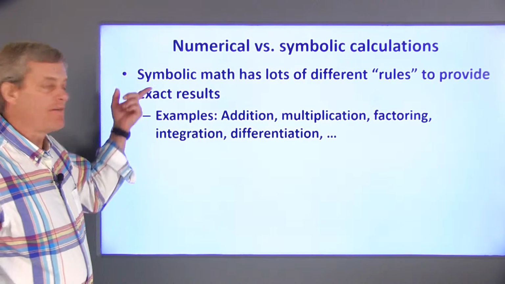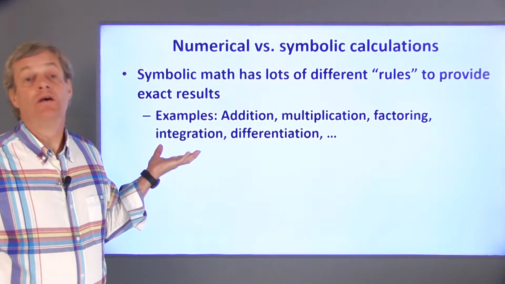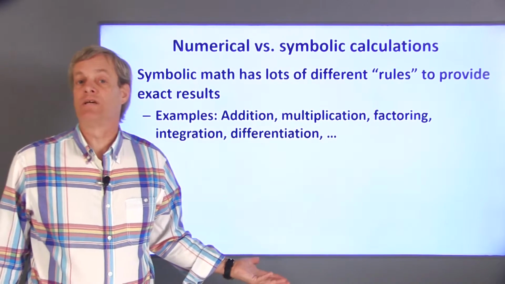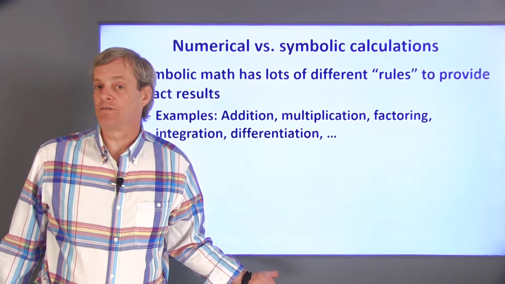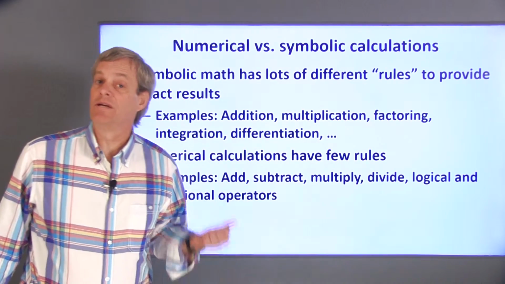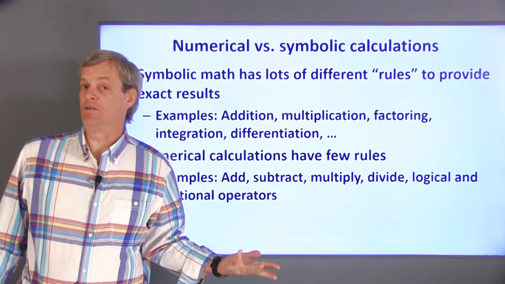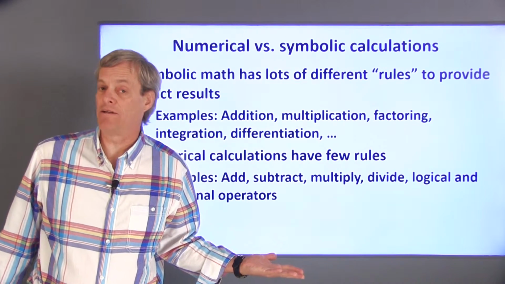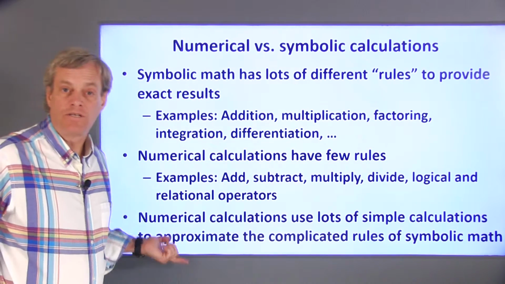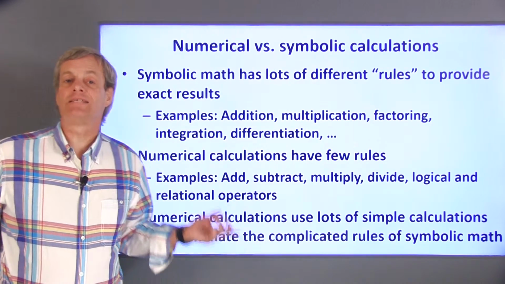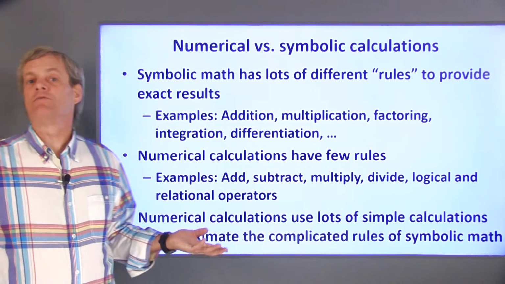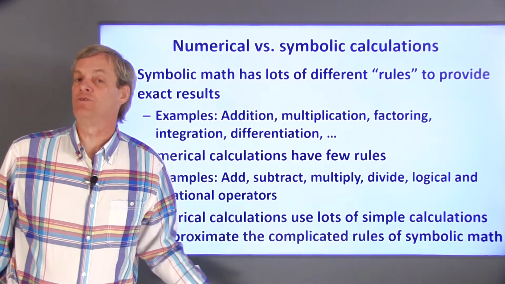Now, symbolic calculations have lots of rules to perform various calculations. You can add, subtract, multiply, divide, take square roots, factor polynomials, integrate, and differentiate symbolic expressions. Numerical calculations, on the other hand, use relatively few rules. Addition, subtraction, multiplication, division, and the logical and relational operators are about it. So, when a numerical calculation such as a square root or an integration is performed, the computer might perform many simple operations in order to approximate the corresponding symbolic calculation. This can result in accumulating enough error that the result is useless.